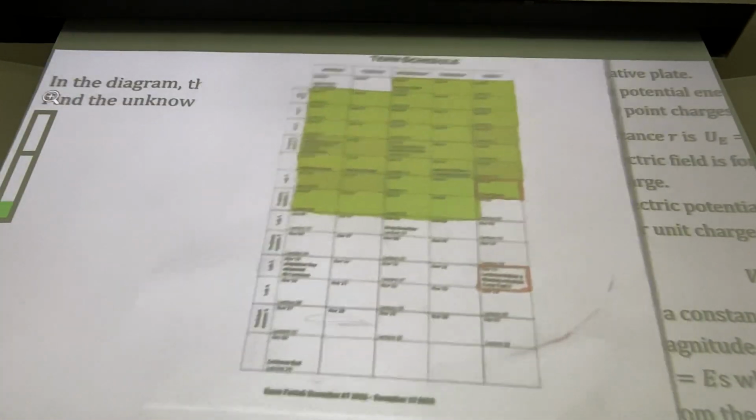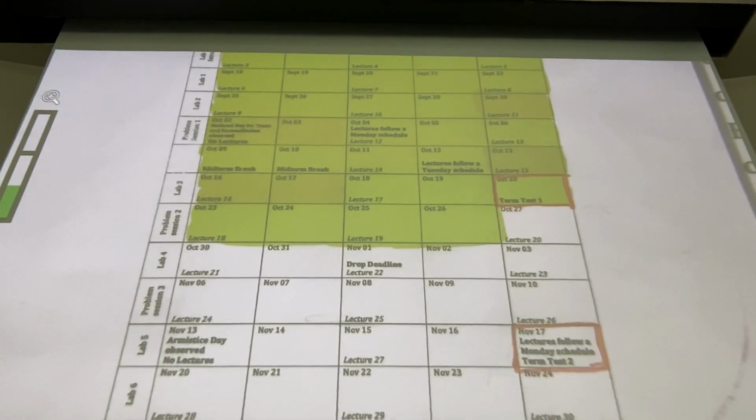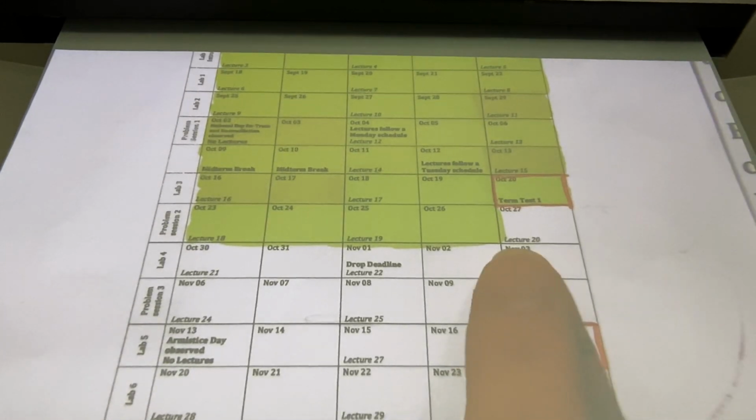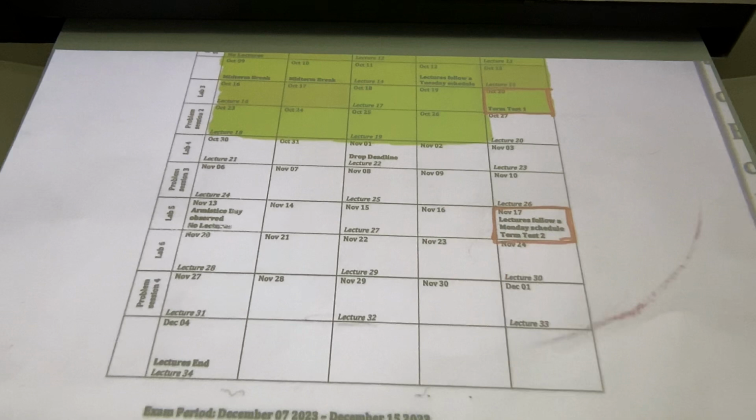I was just having a look at our schedule. We are more than halfway through the course, believe it or not. So today we're sitting at lecture 20. We will get 34 lectures altogether. We're 3 weeks out from the next test, so we still got a little bit of time there before we have to worry about it.